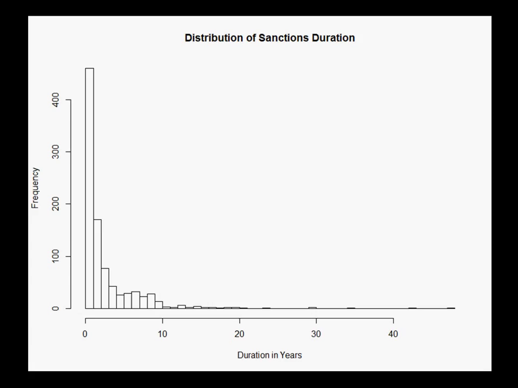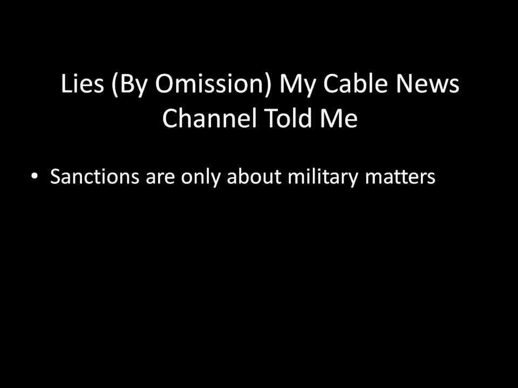Last point about cable news lying to you. This is another lie by omission. You might think by watching the news that sanctions are only about military affairs. We're seeing that with Iran right now. We saw it previously with Iraq. We're also seeing it with Russia and Ukraine currently as well. And these are all situations that somehow involve military affairs.